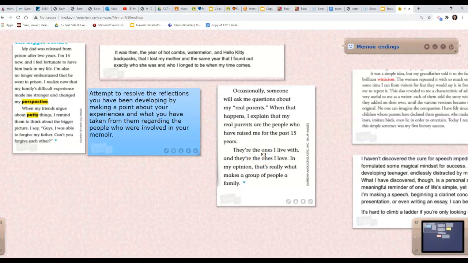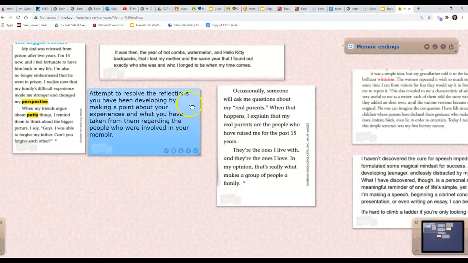On this particular memoir ending, we have an adopted person who often says that sometimes people will be rude and ask who are their real parents. Well, I don't think being adopted, you want to be asked that question. So the person says, "I often explain that my real parents are the people who have raised me for the past 15 years because I live with them and I love them. And that's what matters. That's what makes a group of people a family."